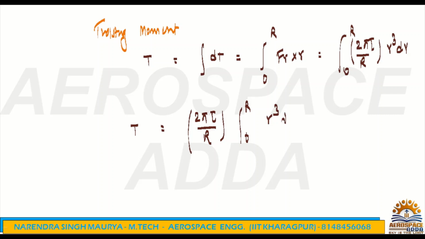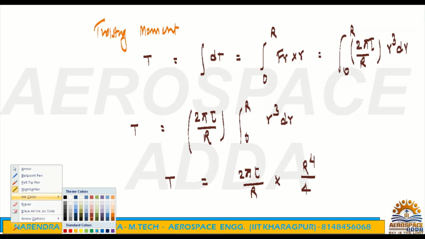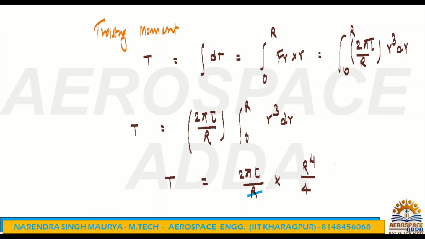r cube dr, right? So what is T? It's nothing but 2 pi tau divided by capital R, times r to the power 4, and you put the limit, so it will be capital R to the 4 by 4. If I'm not wrong, this will be the value, right? So what is capital T? You see, one R will be cancelled out, so I can cut one R. Here R will be cancelled out, obviously.